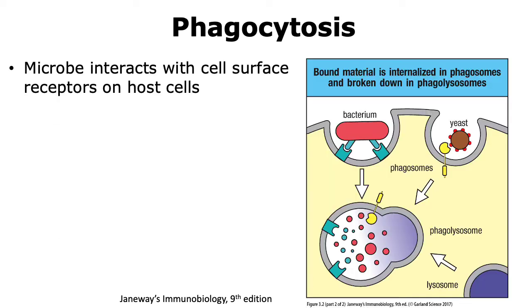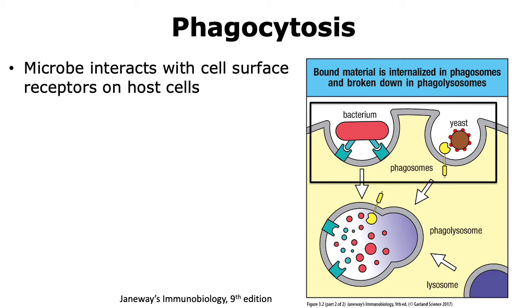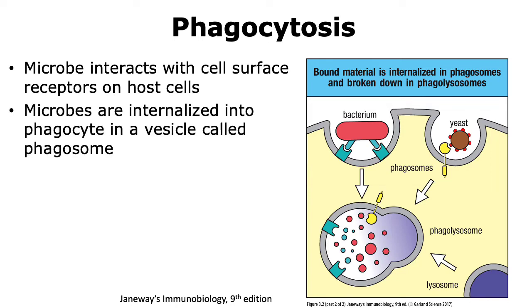In the process of phagocytosis, the microbe interacts with the cell surface receptors on the host cell, and this promotes the internalization of the microorganisms. And that is what we are seeing in that black box on the figure, where the bacteria and the yeast are interacting with the cell surface receptors, and that is promoting their internalization. The microbes get internalized into the phagocyte in a vesicle that is called the phagosome. The phagosome is not shown in this figure.